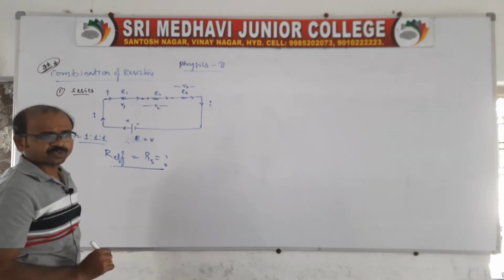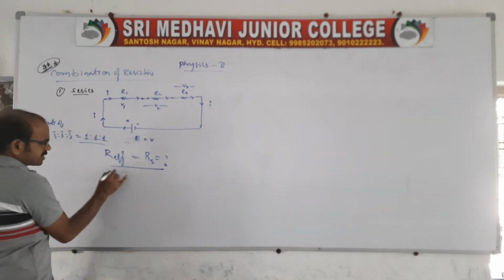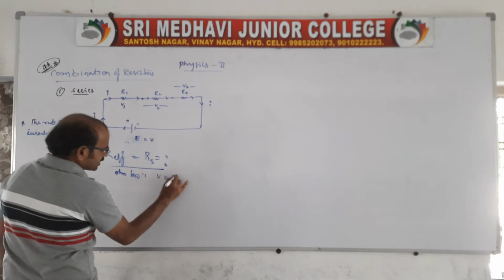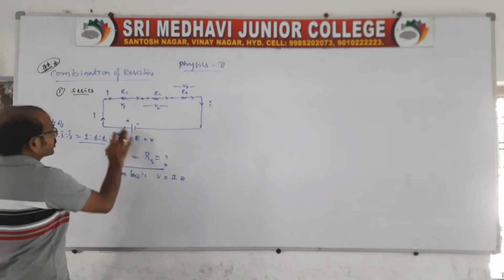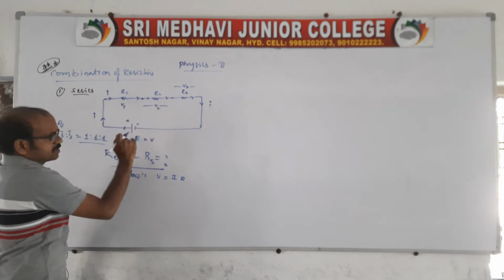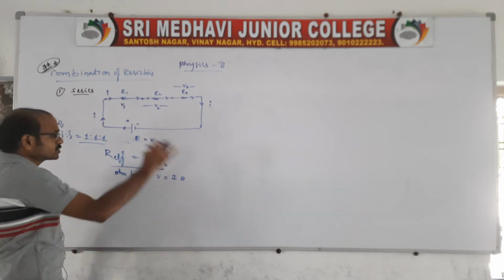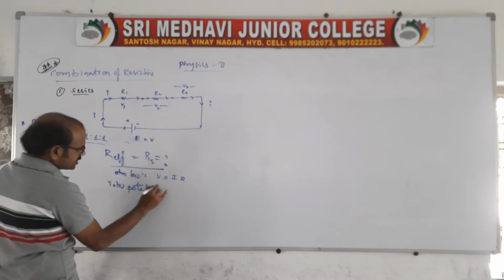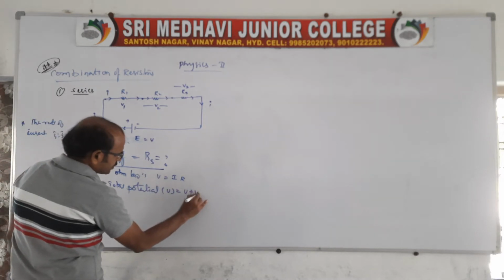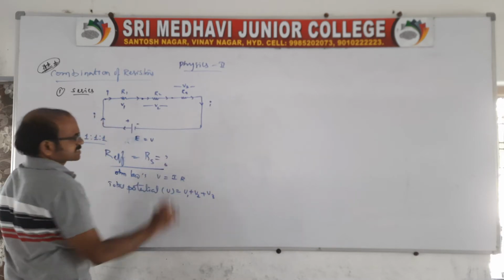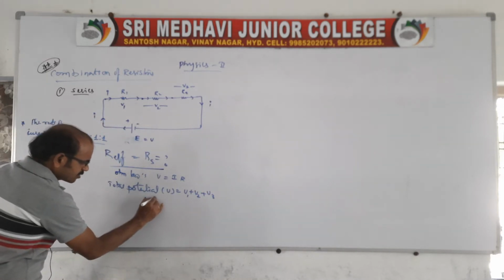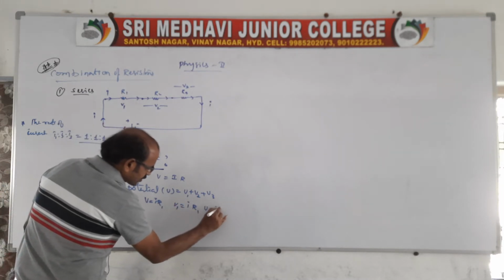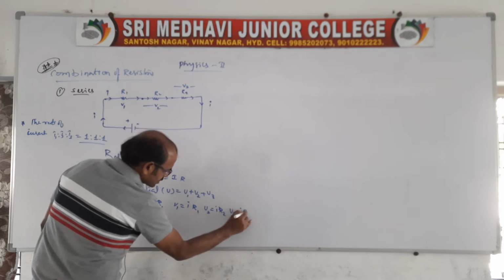According to Ohm's law, V is equal to I into R. The potential difference is different for each resistor, but the current remains the same. So we use the total potential, V is equal to V1 plus V2 plus V3, because we are using only 3 resistors. V is equal to IR, and V1 is equal to IR1, V2 is equal to IR2, and V3 is equal to IR3.